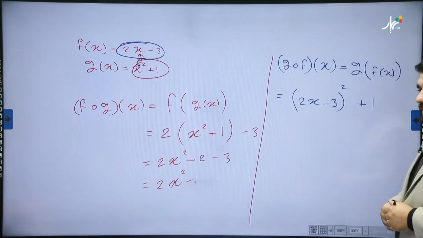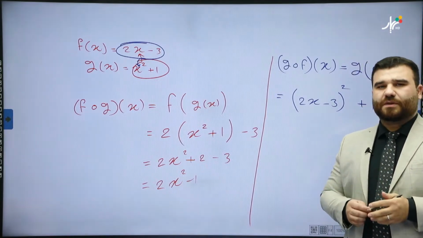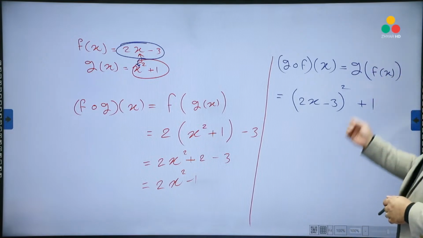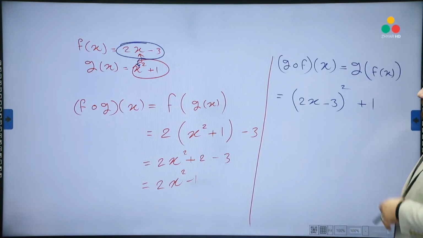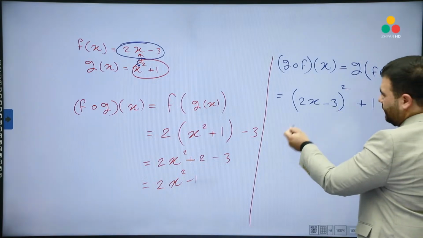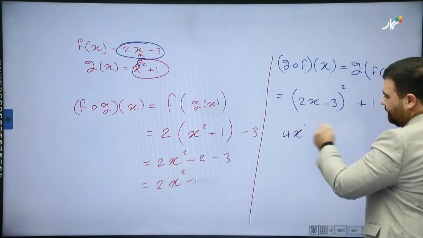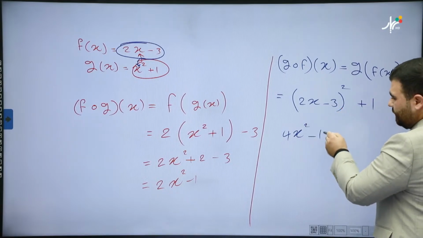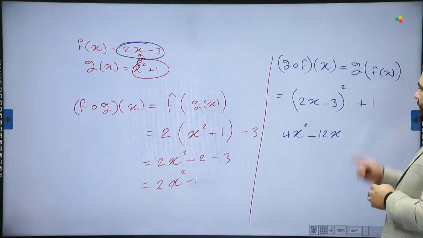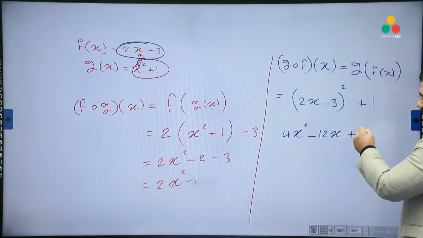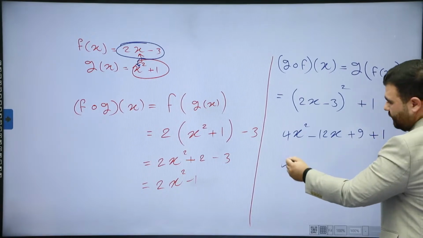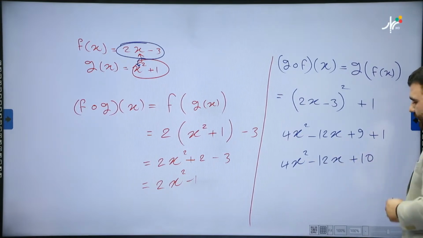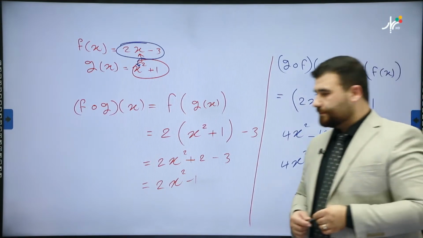To expand this bracket, there are two ways. The first way is to write the bracket twice and manually multiply all the terms by each other. The second way is to follow the note that I told you in the previous classes. Term 1 squared, (2x) squared will be 4x squared. 2x times negative 3 is negative 6x, times 2 is negative 12x. And second term squared, negative 3 squared is positive 9, plus 1. This is going to be 4x squared minus 12x plus 10. This is the result of g of f.